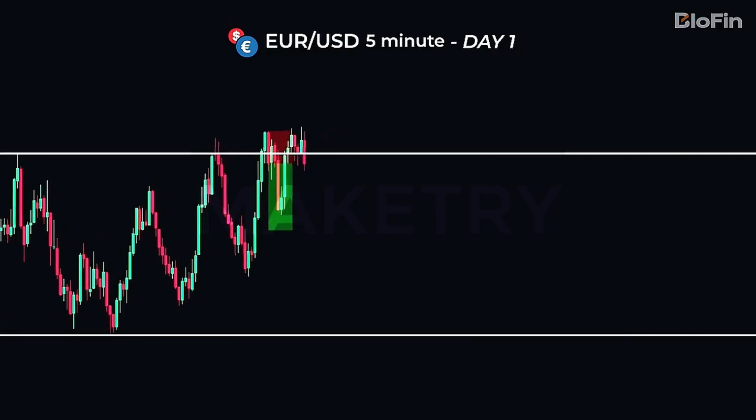Shortly after, price re-entered again, giving another short setup. Stop loss at the highs, take profit at 2 times risk. This time, price hit the take profit target for a 2R gain.